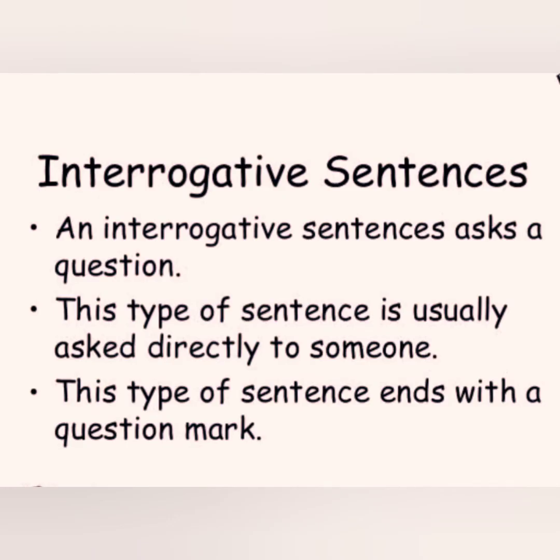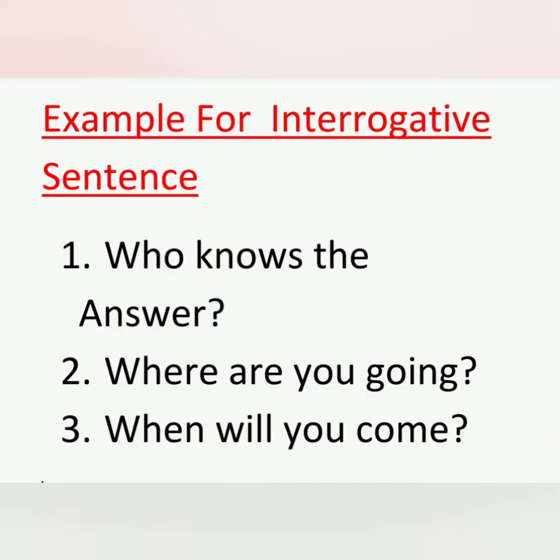The next one is the interrogative sentences. An interrogative sentence asks a question. This type of sentence is usually asked directly to somebody. This kind of sentence ends with a question mark. So an interrogative sentence is a sentence which is used to ask a question to somebody. Now see the examples for the interrogative sentence.